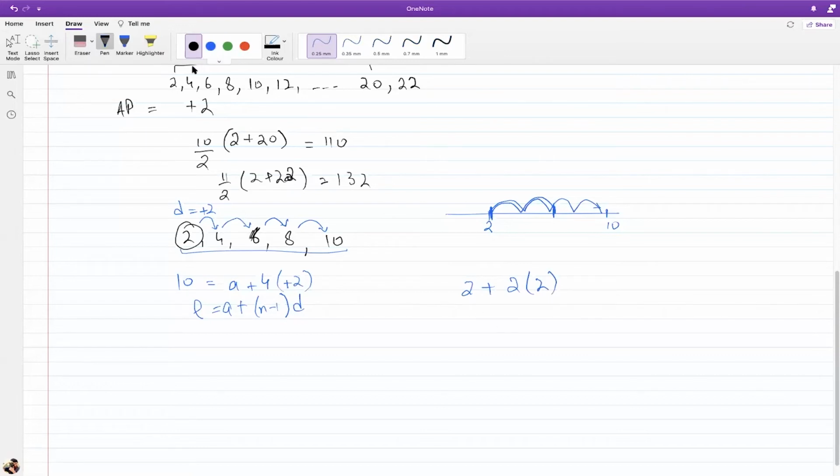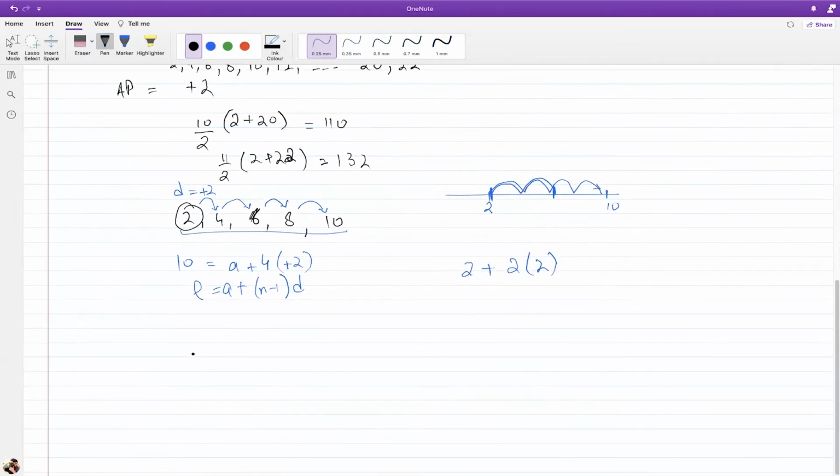Let me give you another example. Too many 2s here. Actually, let's leave this too, it's very simple. Sir, the formula you wrote above, L equals A plus, it will always be n minus 1? Yeah, because what is n minus 1? Try to understand. Don't memorize the formula. Try to understand where it comes from. I'm just making these formulas up as we go. You always look at how you're jumping.